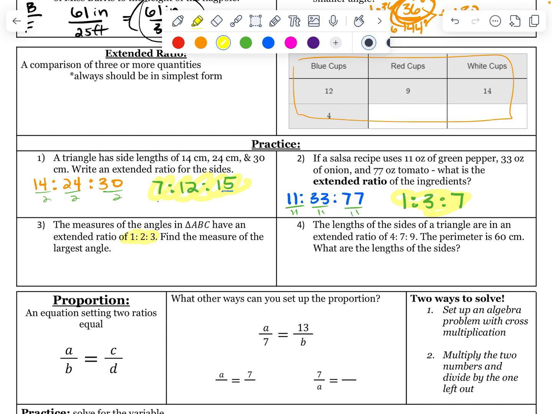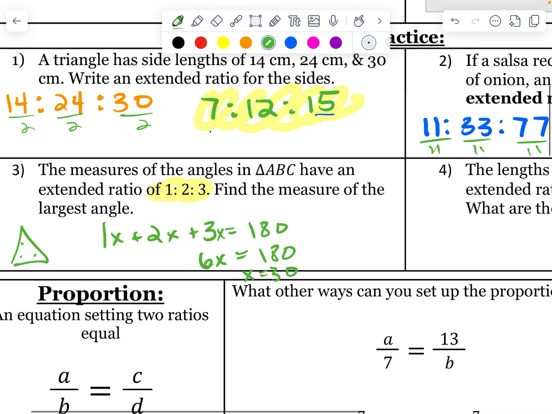Here, they've given me the ratio, and I have to go backwards. The measure of angles in ABC have an extended ratio of 1 to 2 to 3. Well, we know the measures of a triangle have to add up to 180. So we're going to have 1x plus 2x plus 3x is going to equal 180 degrees. 6x equals 180. X equals 30. So let's see, find the measure of the largest angle. So now I can plug that 30 back in to actually get my angle measures.